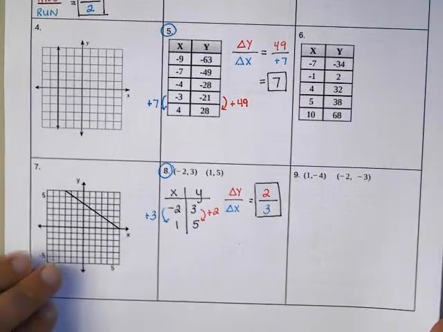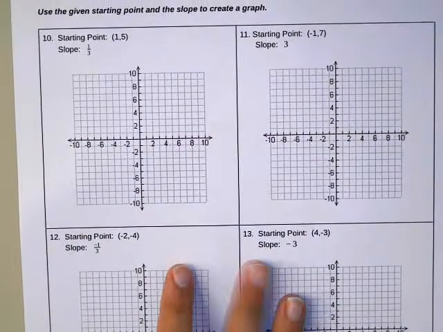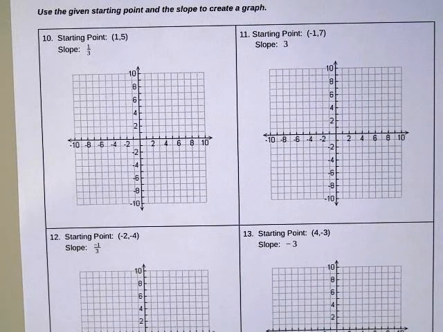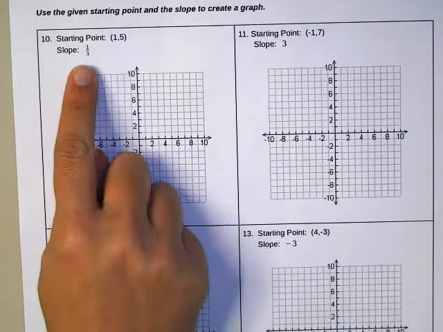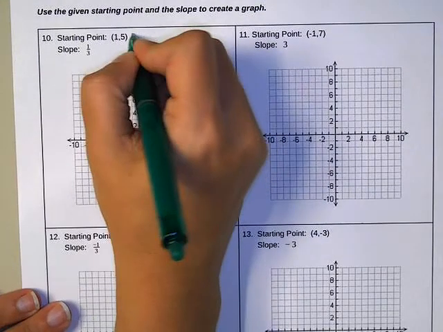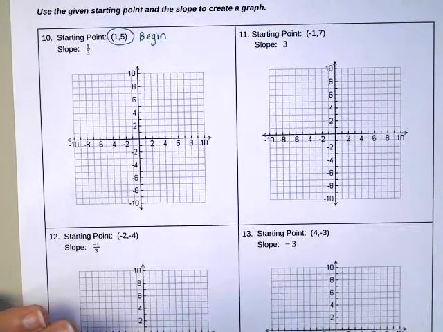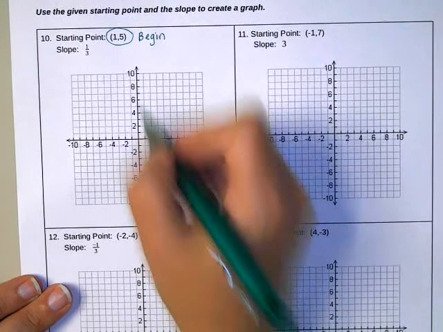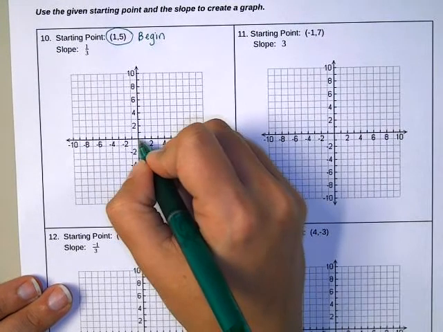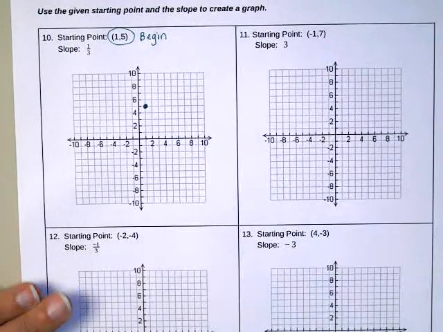Last but not least, if you turn the page, there's another thing we can do using the idea of slope, and that is use the idea of slope as being how we move to figure out how to make a graph. So, in this problem, I'm given a starting point and a slope. My starting point tells me where to begin. So on my graph, this tells me to begin at the point 1, 5. So I would go over one spot and up 5, and that's my starting point.